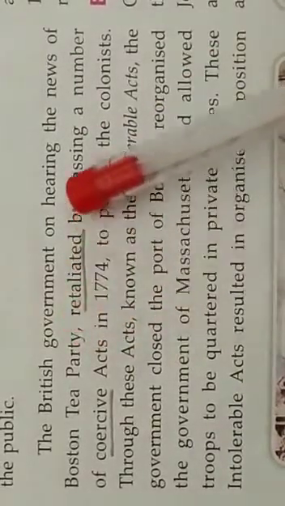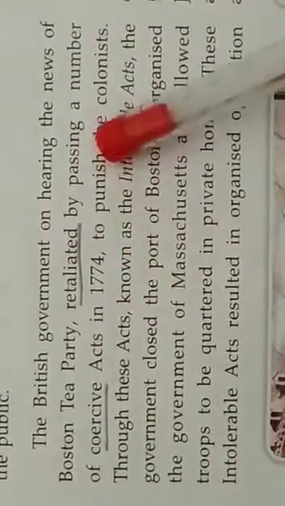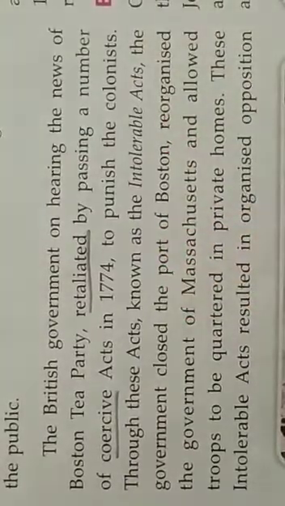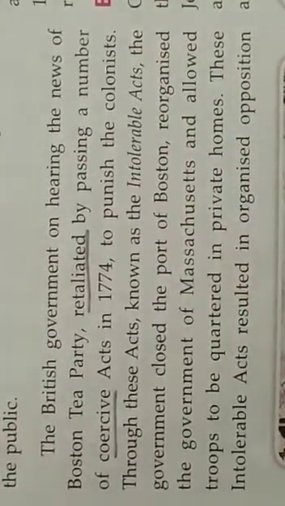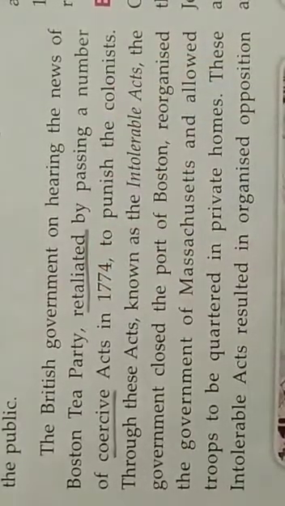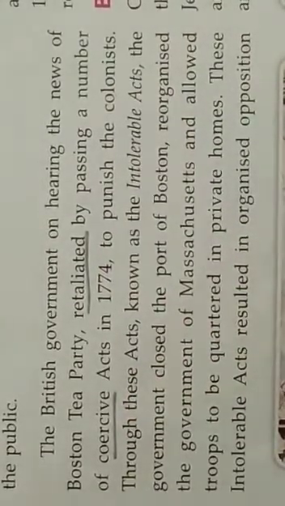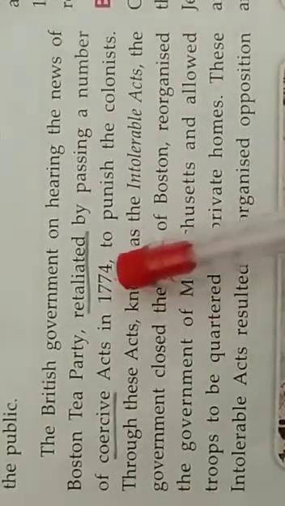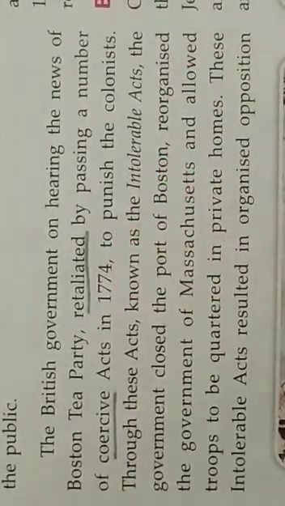The British government, on hearing the news of the Boston Tea Party, retaliated by passing a number of coercive acts in 1774 to punish the colonists. They decided to take revenge. Retaliate means to fight back. So they fought back by passing many coercive acts, which means many severe or threatening acts.